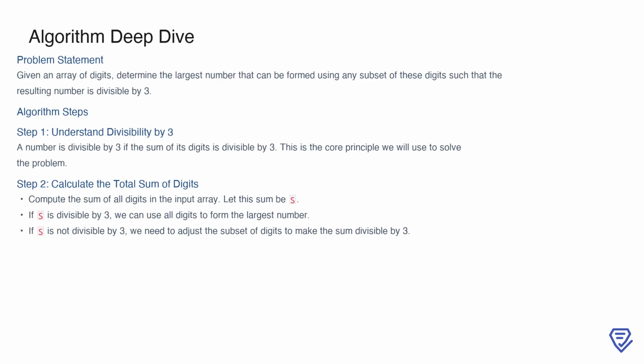First, we calculate the total sum of all digits in the array, which we'll call S. If this sum is already divisible by 3, we can directly use all the digits to form the largest possible number. However, if S is not divisible by 3, we must adjust the subset of digits to make the sum divisible by 3, which we'll explore further in the next steps.